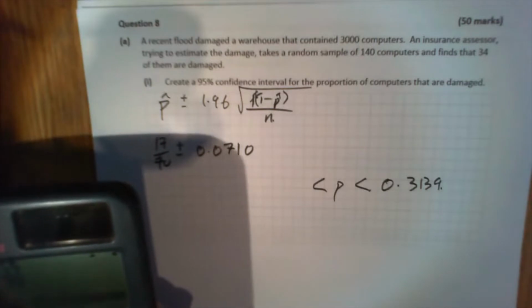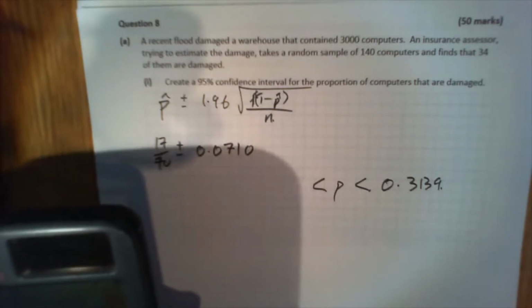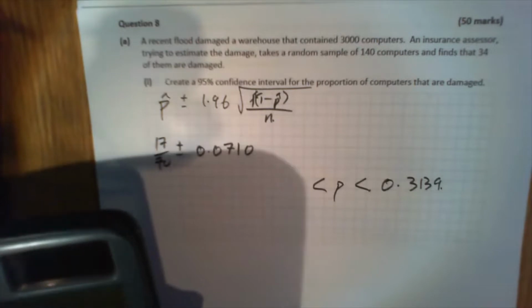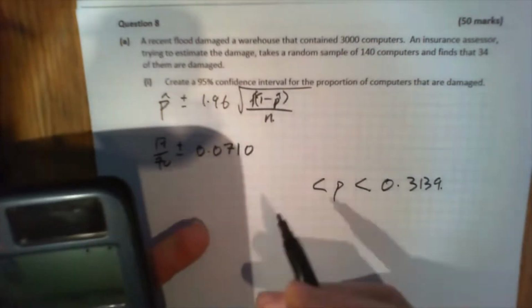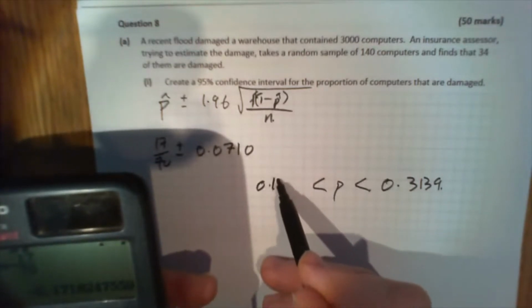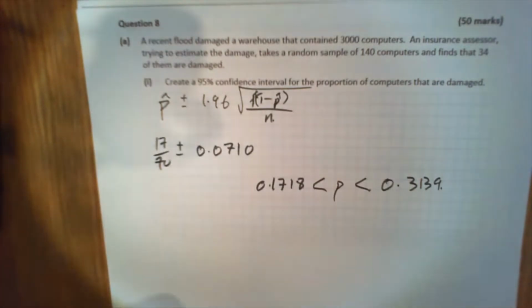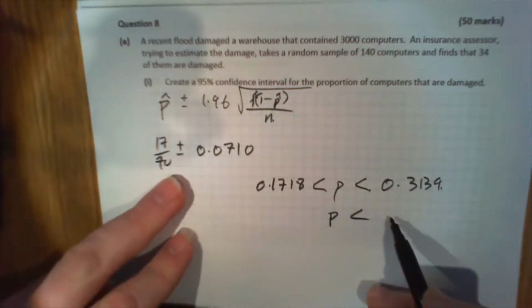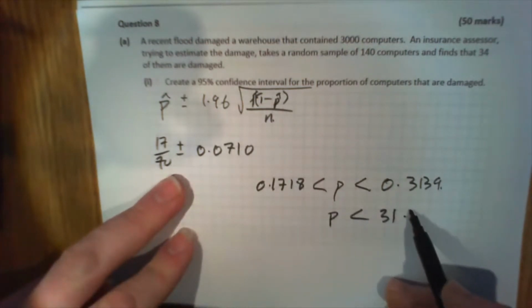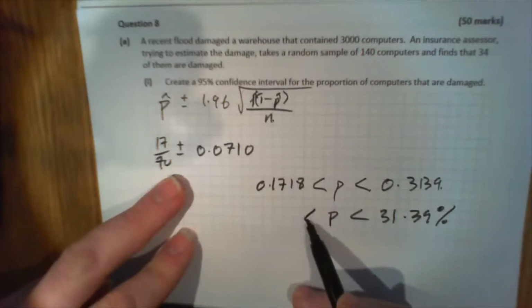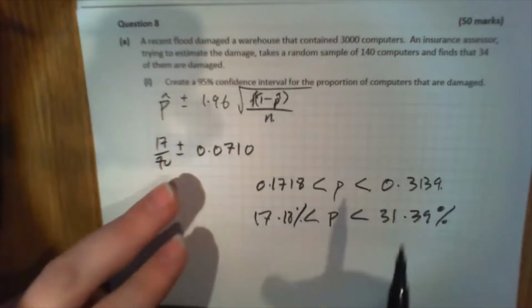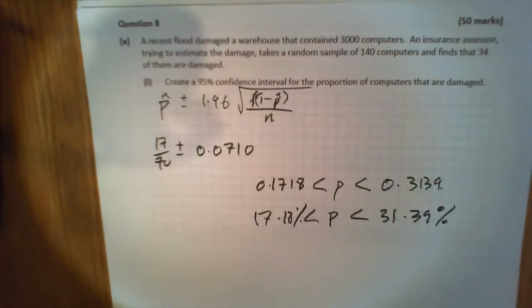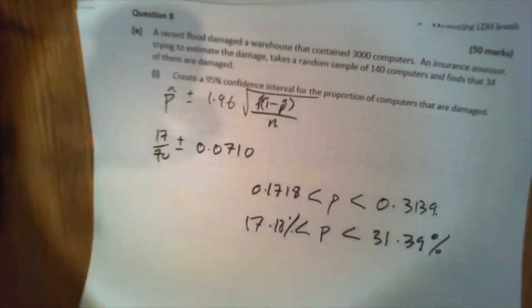Take it away again, 17 over 70 minus that, so 0.1718. Okay, so the probability is less than 31.39% and greater than 17.18%. So there's your confidence interval. Done. Right, next bit of the question.